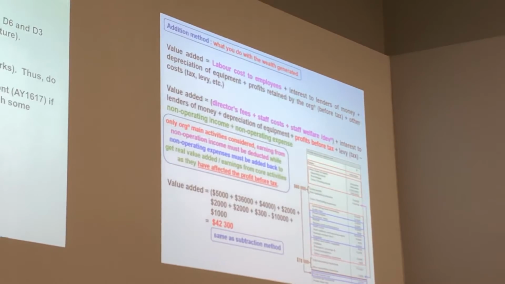It should be the same as your addition subtraction method. And you need to know why you need to minus away non-operating income, and you need to know why you add back non-operating expenses. Because I will ask, because in a 20 marks question, you can expect me to ask you about every damn thing.